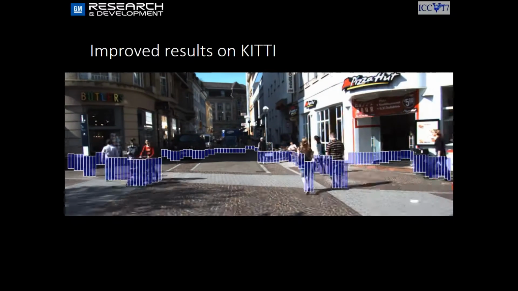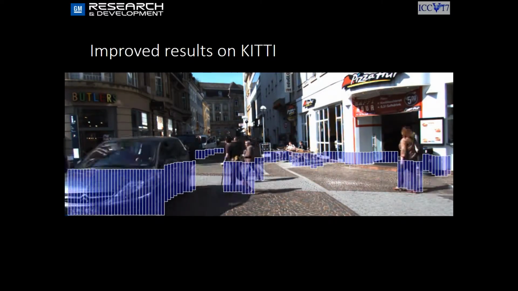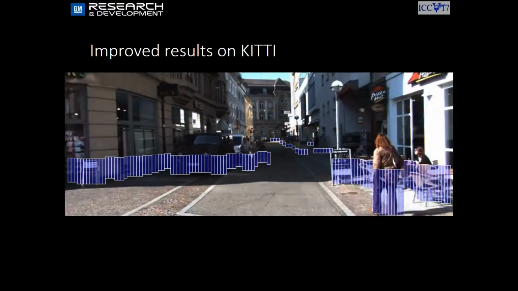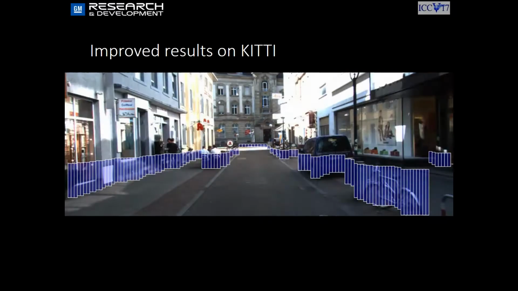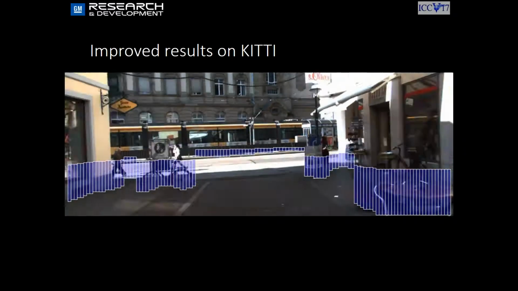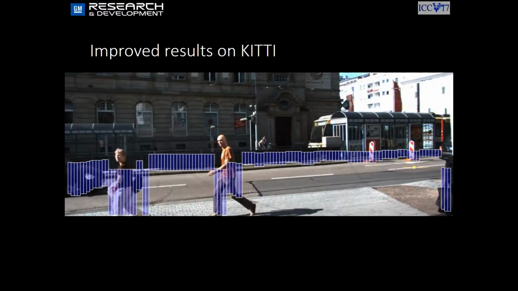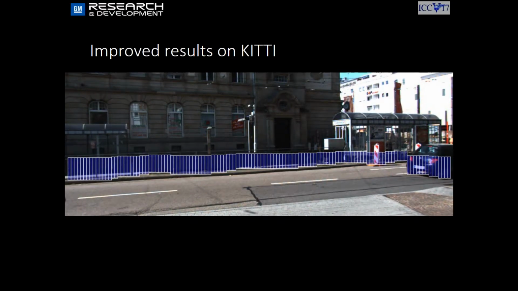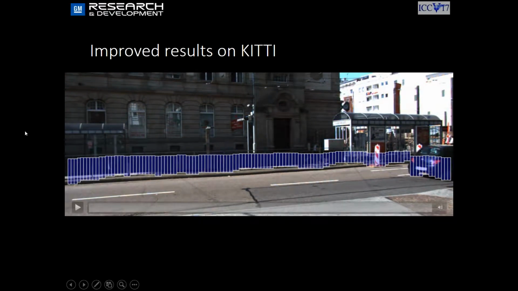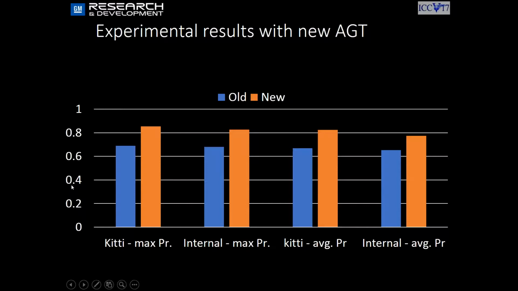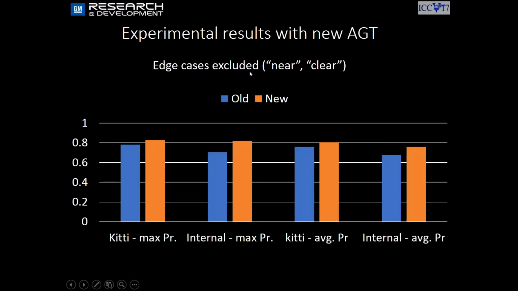And this is interesting because many of our examples were from fisheye lens cameras. So it was nice to see that you can mix and match datasets with very different camera characteristics into one dataset. And I'll show some quantitative results for this. This just shows that the performance using the new automated ground truth is better even when you exclude the cases that the old AGT could not handle.